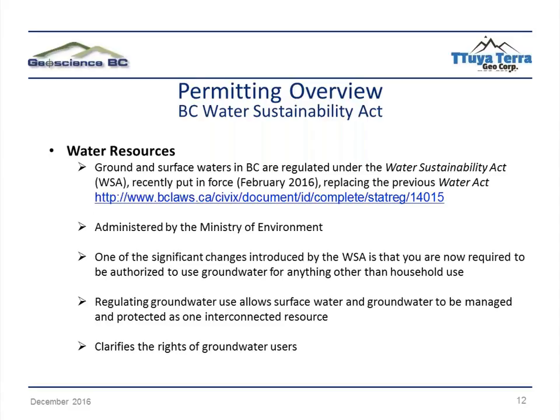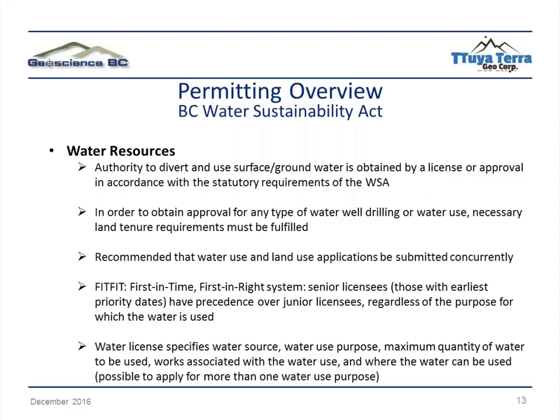So what that does is that it allows the province to regulate groundwater use and allows surface water and groundwater to be managed and protected as one interconnected resource. And it really strives to clarify the rights for groundwater users, and we're currently in a phase where users that are using groundwater for non-household use have a 2 or 3 year period in order to register their well and the specific details associated with that process. The authority to divert and use surface or groundwater is obtained by a license or approval in accordance with the statutory requirements of the WSA.